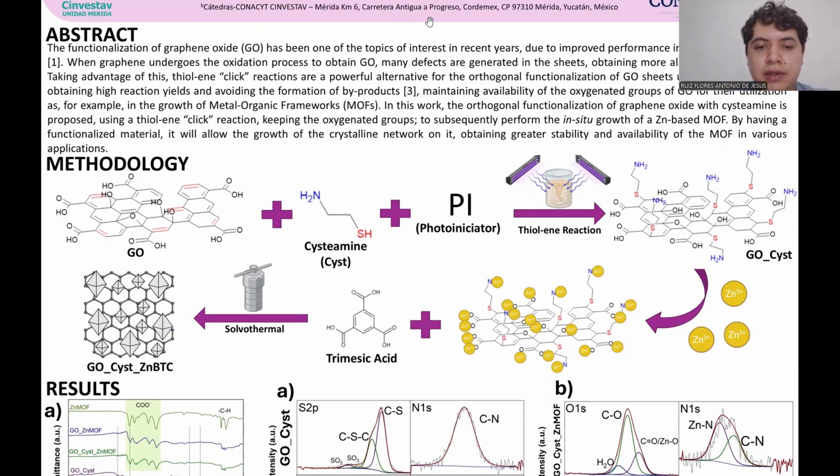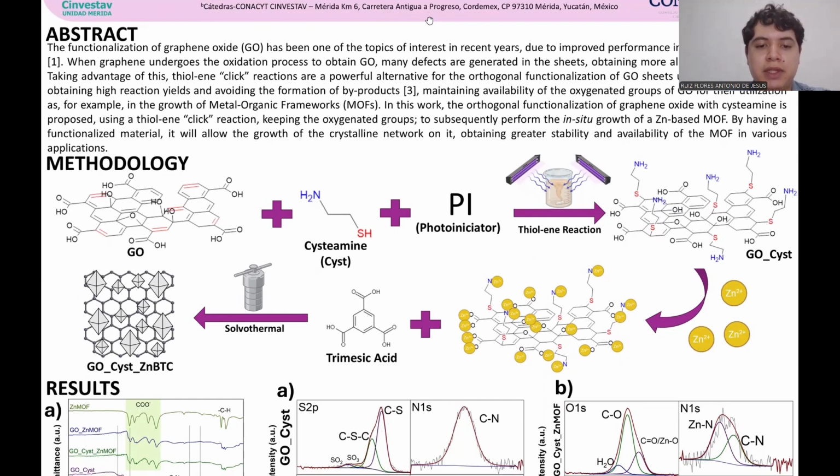Then this solution was poured into a Teflon-lined autoclave with a solution of trimesic acid. The reactor was heated, and once it was cooled, the final material was washed and recovered to perform the characterization. The same methodology was carried out using graphene oxide without cysteamine.